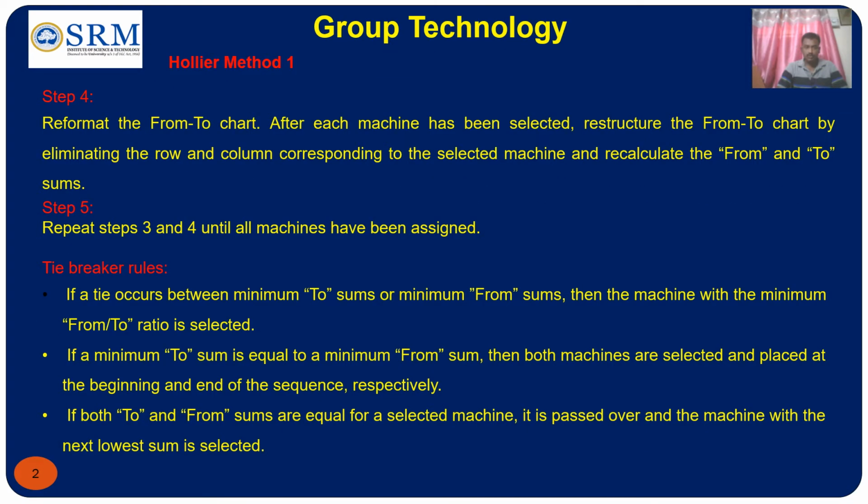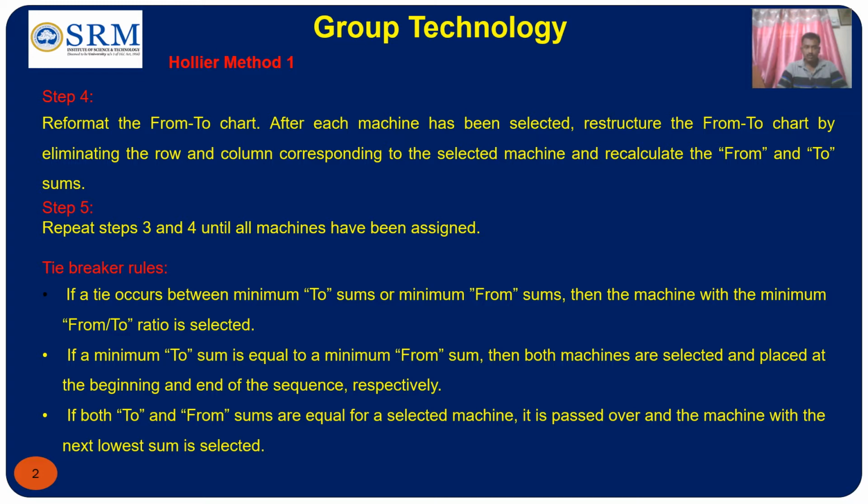Step 4 is to reformat the from-to chart. After each machine has been selected, restructure the from-to chart by eliminating the row and column corresponding to the selected machine and recalculate the from and to sums. Then repeat steps 3 and 4 until all machines have been assigned.